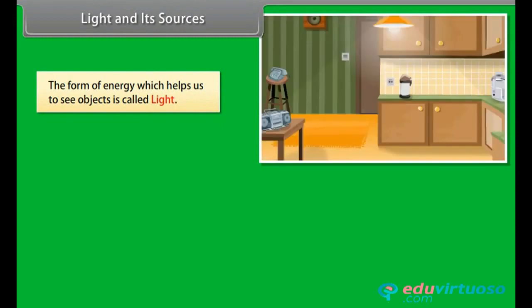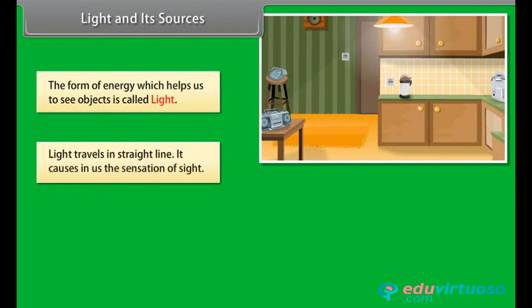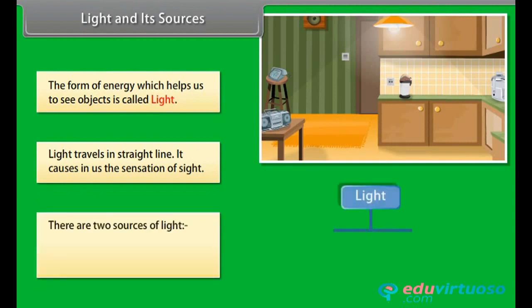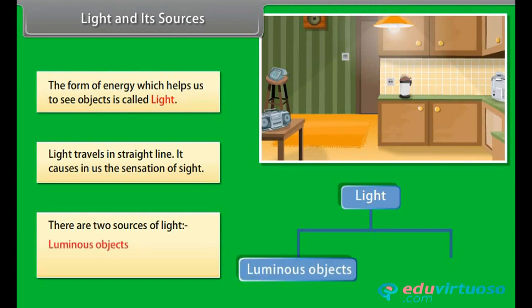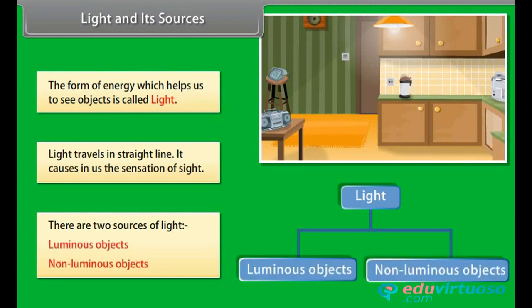The form of energy which helps us to see objects is called light. Light travels in a straight line. It causes in us the sensation of sight. There are two sources of light: luminous objects and non-luminous objects.